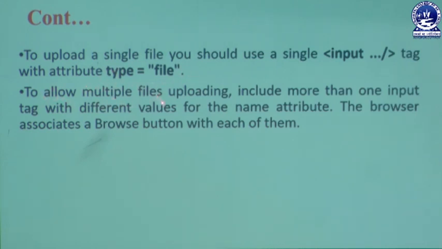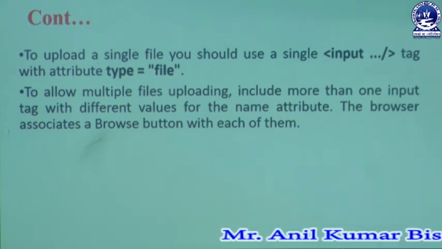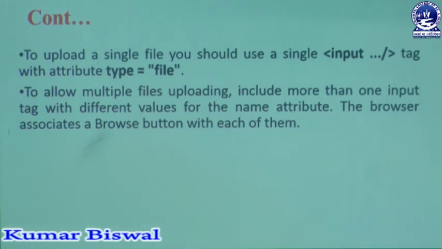So to allow multiple file uploading, include more than one input tag with different values for the name attribute, so that each and every file uploading section contains a specific attribute which is named as the name attribute. That means if a page contains more than one file uploading option, we need to distinguish between these file uploading options. In that moment, the name attribute helps to distinguish between two different sections which are mentioned in our system. If a user wants to add multiple file uploading options, in that moment we can take the help of the attribute known as the name attribute. Through that name attribute we can distinguish between two types of uploading options which are added in our web page.